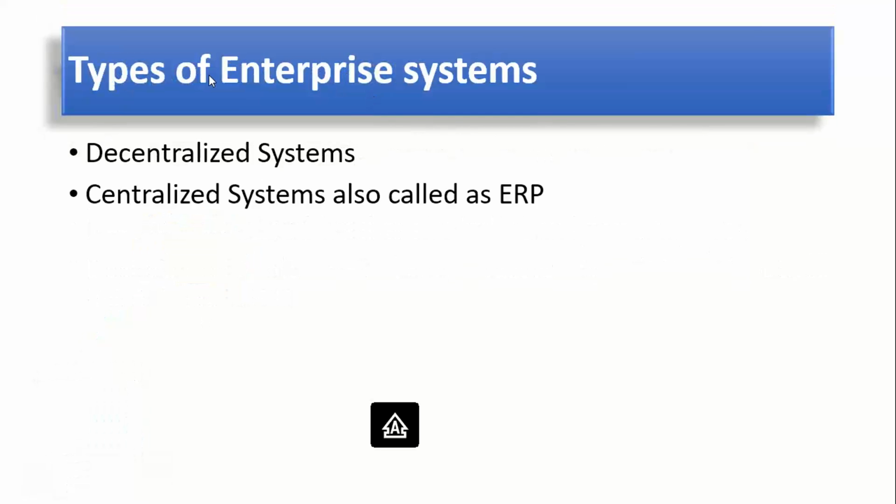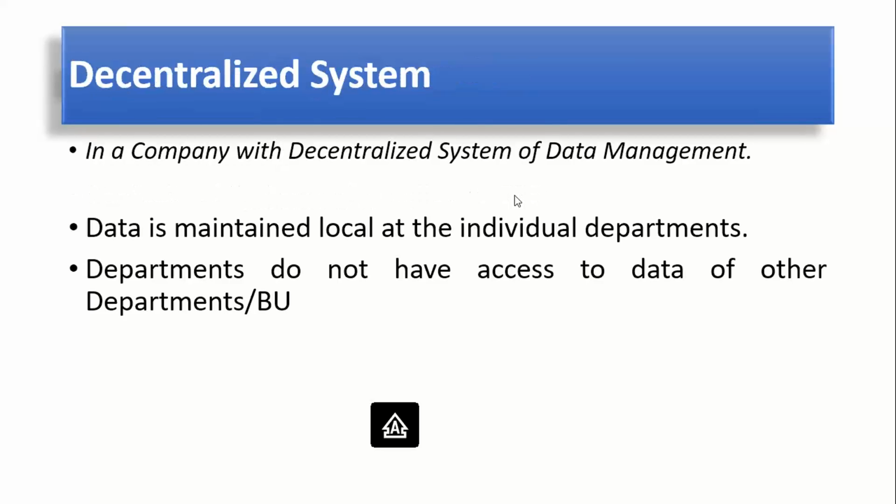Okay, so it's very simple, guys. Any company requires software. There are two types of software available in the market: decentralized system and centralized system. Decentralized, centralized. What is the difference? Centralized system is also called ERP. The difference is this: in a decentralized system, the data is maintained locally at the individual department. Departments do not have access to other departments.